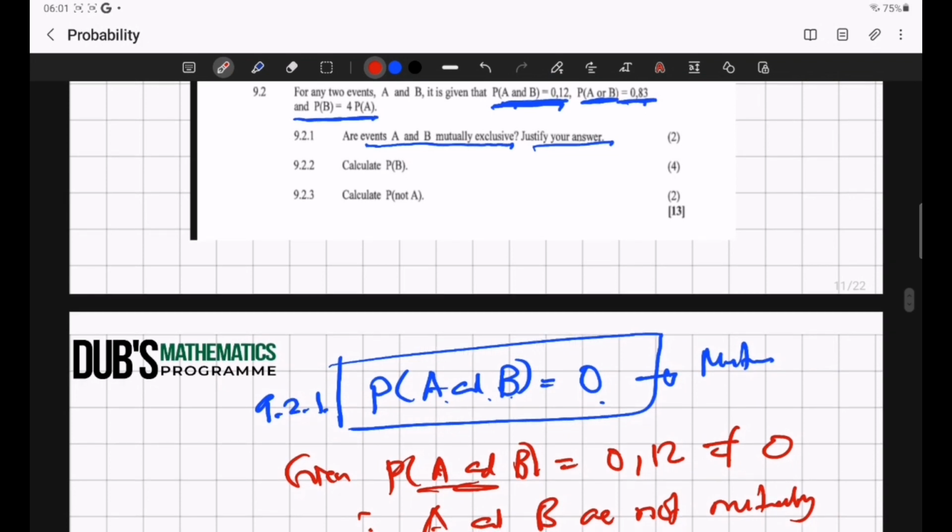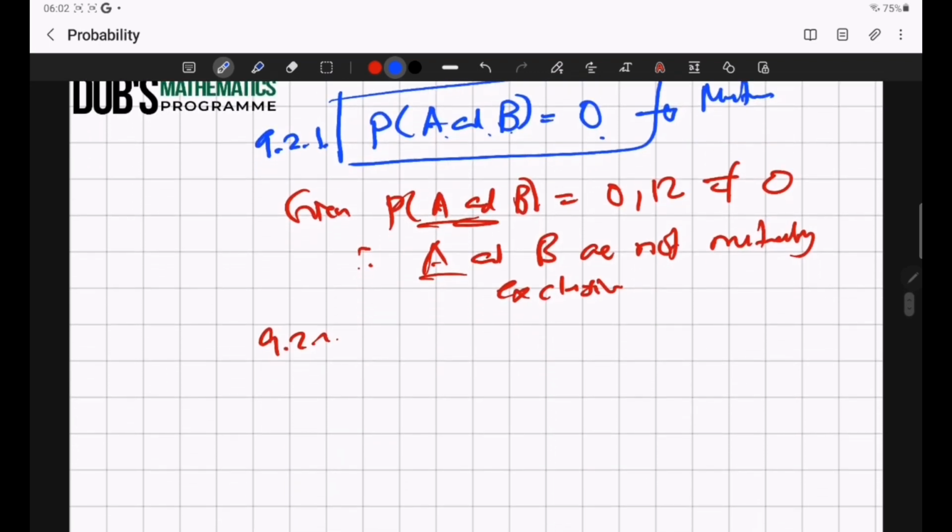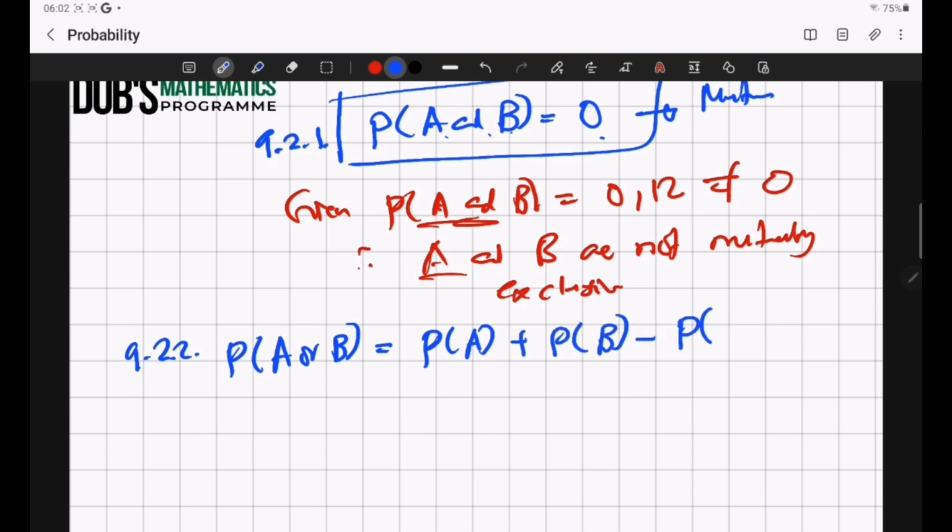Okay, so 9.2.2, the same as find probability of B. We are given probability of A or B, and probability of A and B, and probability of B is 4 times probability of A. Since we're given probability of A or B, think about your addition rule formula. For 9.2.2, you will have probability of A or B is equal to probability of A plus probability of B minus probability of A and B.